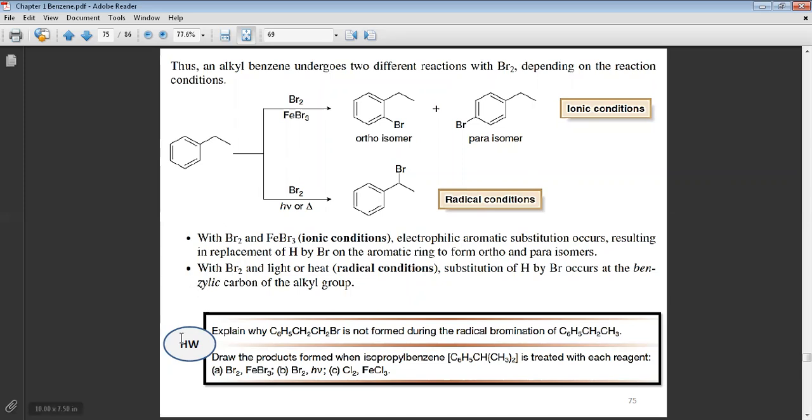Now, this is homework for you: explain why this is not formed during free radical bromination of this. This is the starting material, but it cannot give you this compound by using free radical bromination. Why? Yalla, can anyone give me an answer? Look, we have a benzene ring, CH2, CH2.